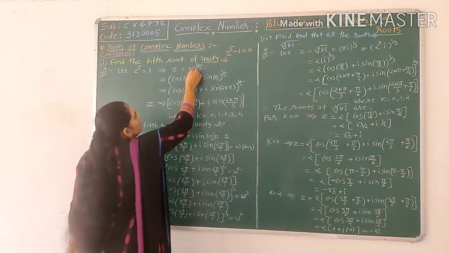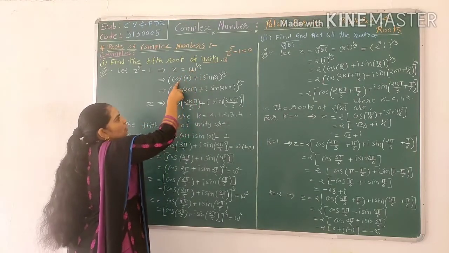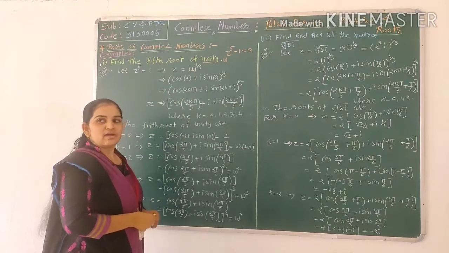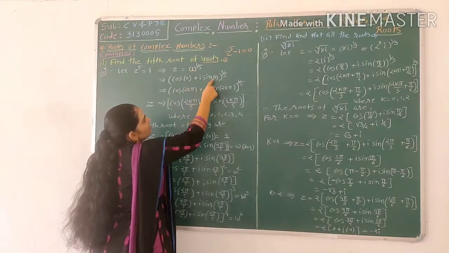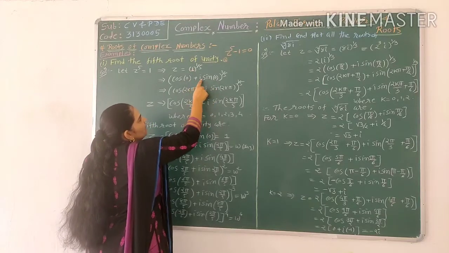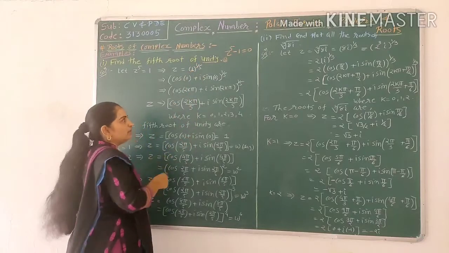Now, set this as 1. We know that cos 0 is equal to 1 and sin 0 is equal to 0. Therefore, cos 0 plus i sin 0, that means 1 plus 0, raised to 1 by 5, that means 1 raised to 1 by 5.